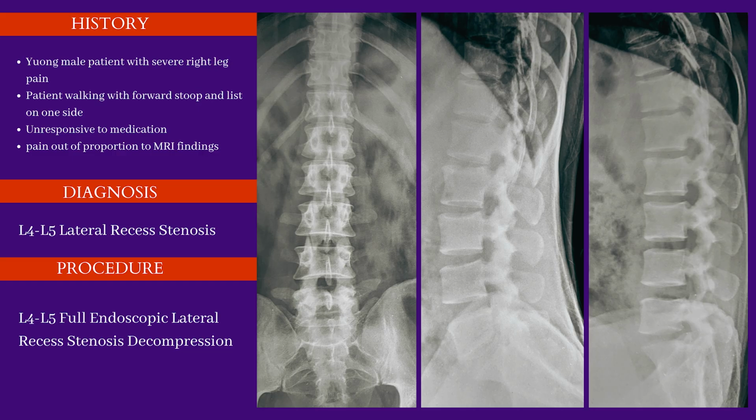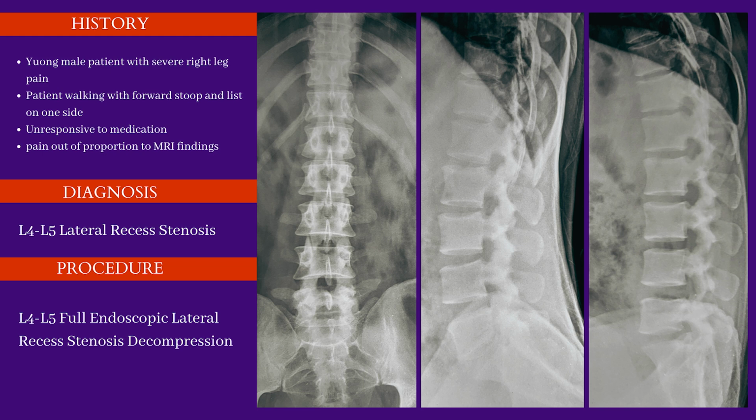So here was a young male patient who had severe right-sided leg pain. He was walking with a forward stoop and list to one side. He was very unresponsive to all modalities of conservative management. I tried to conserve him for a month, but gradually his pain was increasing. The thing is that his pain was out of proportion to the MRI findings.